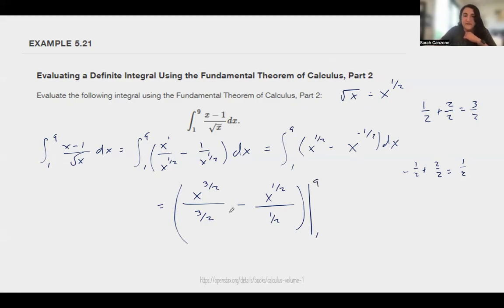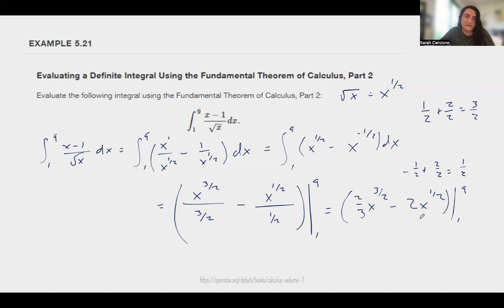I might simplify this because if you remember, we don't like dividing by a fraction. So what we're going to do is we're going to keep, change, flip. So this is the same thing as saying 2/3 x to the 3/2 minus 2, because 2 over 1 is just 2, x to the 1/2 evaluated from 1 to 9. And now we can actually compute that.